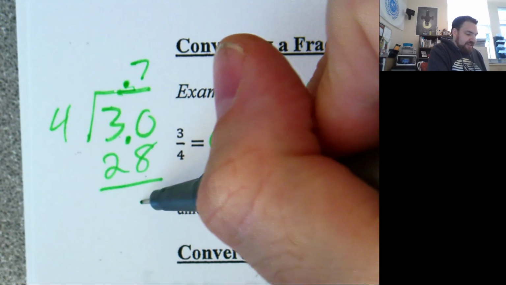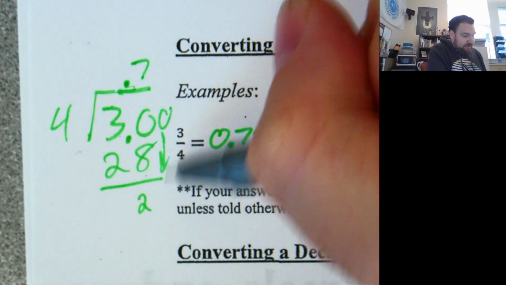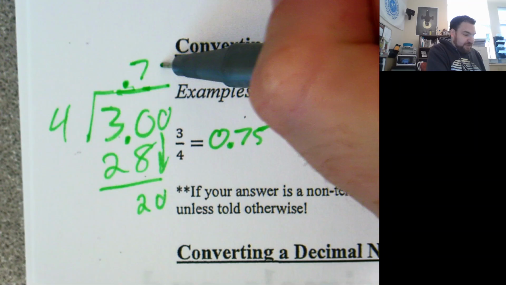And we're going to do the subtraction. That's a 2. 4 doesn't go into 2. We're going to add a 0. We're going to drop it down. Does 4 go into 20? Yes, it does. 4 goes into 20 5 times.